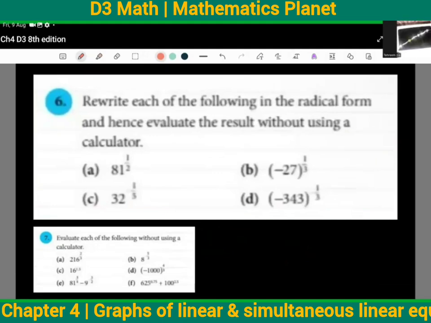Rewrite each of the following in the radical form and hence evaluate. Question number 6. So it's 1 by 2, so it is a square root. What is the square root of 81? Square root of 81 is 9. Try to learn the first 20 square roots.